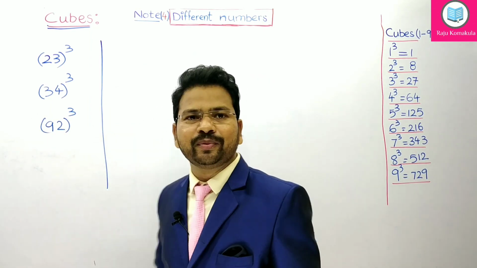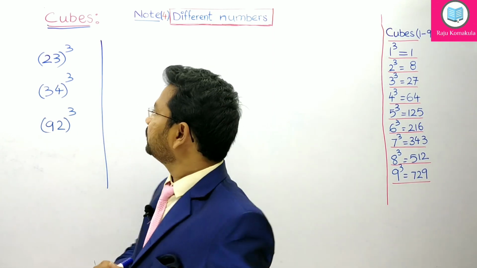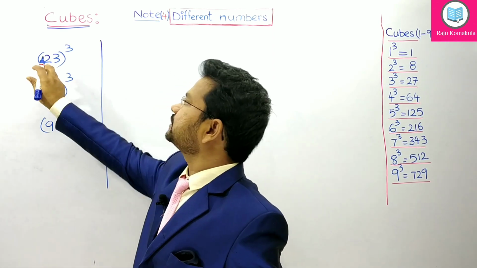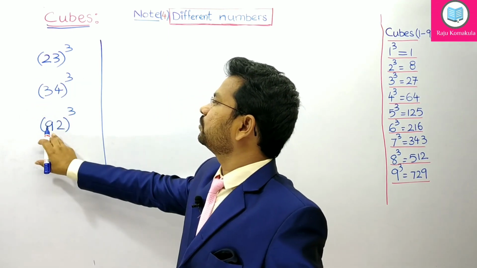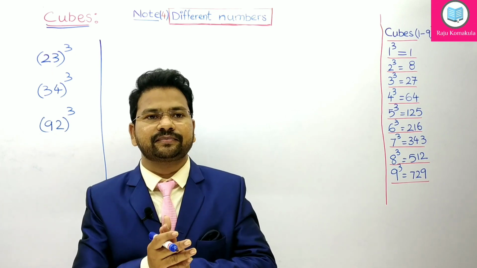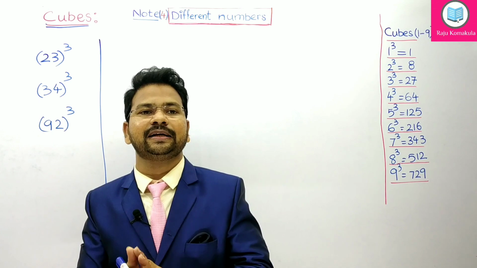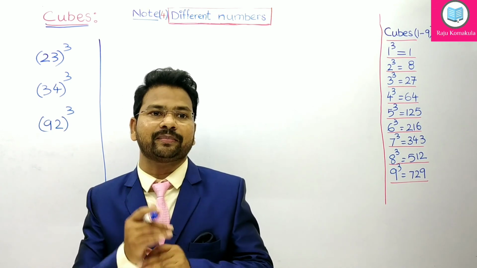You may have a doubt if the numbers are different. Observe here, the numbers are 23, 34, 92, different numbers. When you have different numbers, you can calculate the cubes very easily. I will tell you a simple technique, and it is useful for any cube numbers.